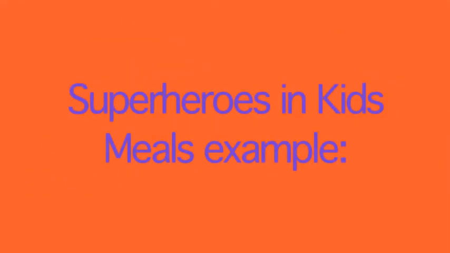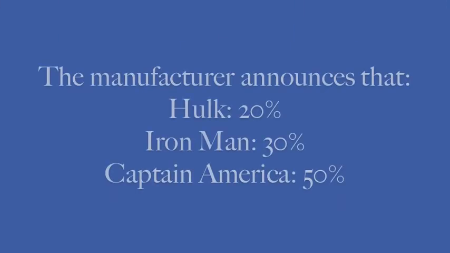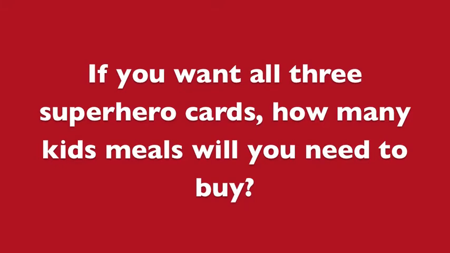Now that I have introduced the major skills and key vocabulary words, I will show you the superhero example to better explain what you just learned. In hopes of boosting their kids' meal sales, McDonald's has decided to include one Avengers superhero card in each kid's meal. McDonald's announces that approximately 20% of the cards are Hulk cards, 30% of the cards are Iron Man, while 50% are Captain America. For our problem, we will be calculating exactly how many kids' meals you will need to buy in order to receive all 3 cards.